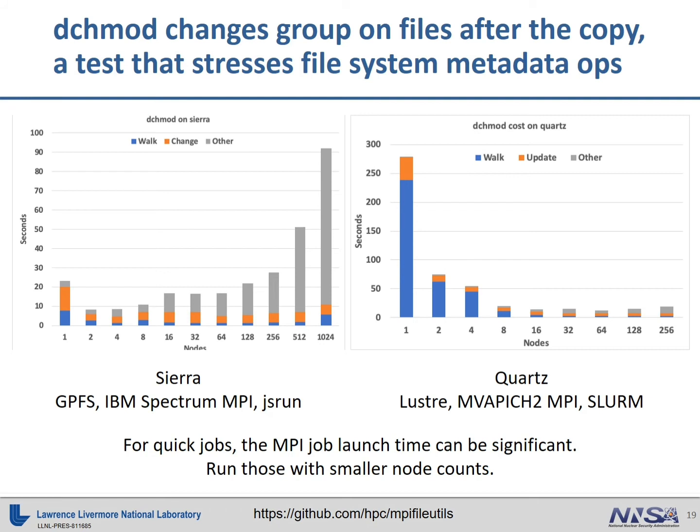In both cases, this operation finishes quickly, and so it makes sense in those cases to use a small node count. Right? On Sierra, you get some improvement going from 1 node to 2, but really the maximum performance is at 2 nodes. Beyond that, the cost of just starting up the MPI job starts to dominate. On Quartz, the scalability is a little better. You can maybe stop at 8 or 16 nodes, but you're not improving much beyond that. So the takeaway here is that fast-running jobs can get by with smaller node counts.